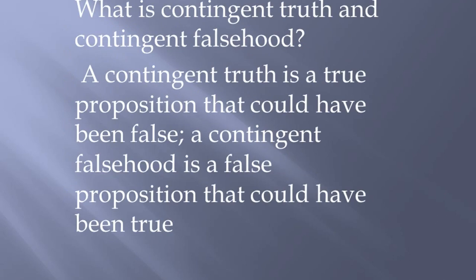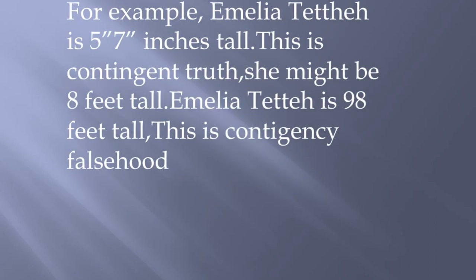What is contingent truth and contingent falsehood? A contingent truth is a true proposition that could have been false, and a contingent falsehood is a false proposition that could have been true. Something is contingently true if it is true in one or more worlds, but not all. For example, Emilia Tete is 5 foot 7 inches tall. This is contingent truth. She might be 8 feet tall. Emilia Tete is 98 feet tall. This is contingent falsehood.